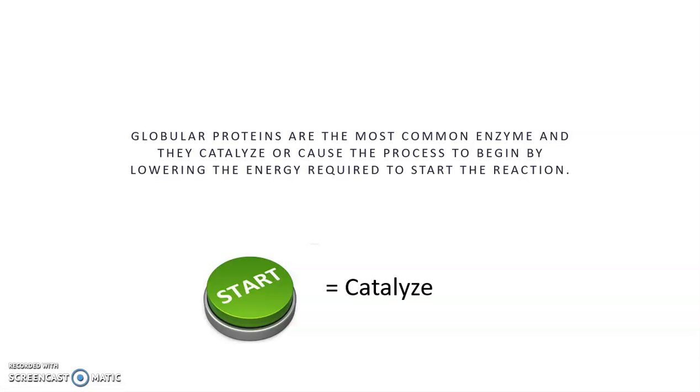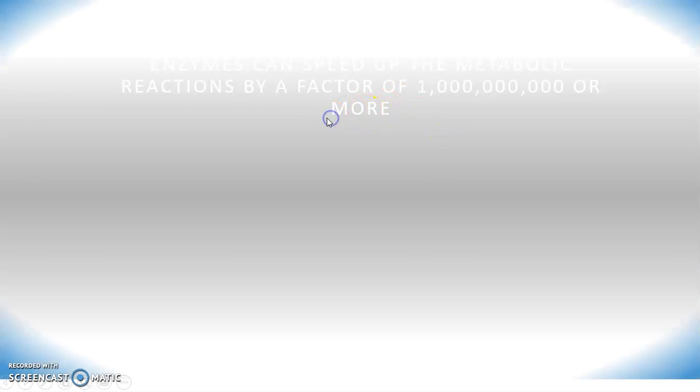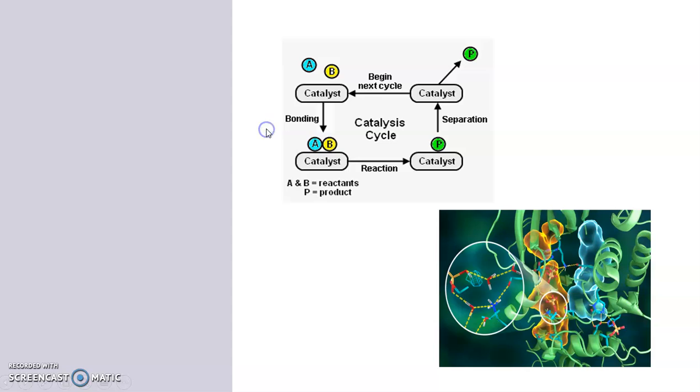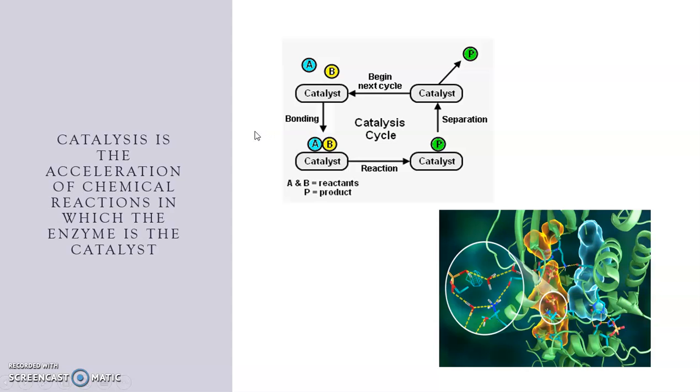Globular proteins are the most common enzyme, and they catalyze or cause the process to begin by lowering the energy required to start the reaction. Did you know that enzymes can speed up metabolic reactions by a factor of 1 million or more? Catalysis is the acceleration of chemical reactions in which the enzyme is the catalyst.